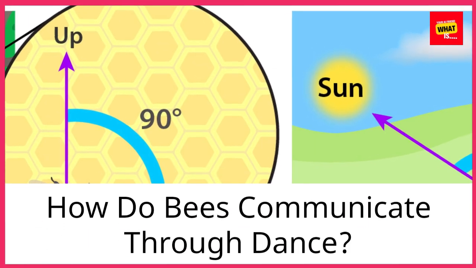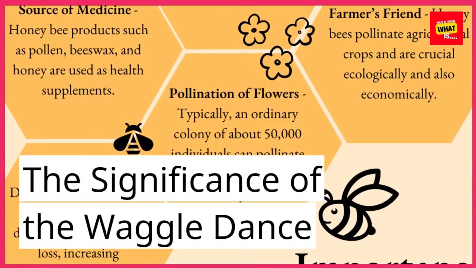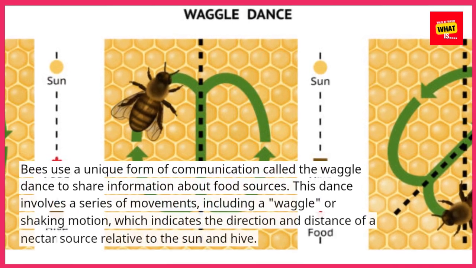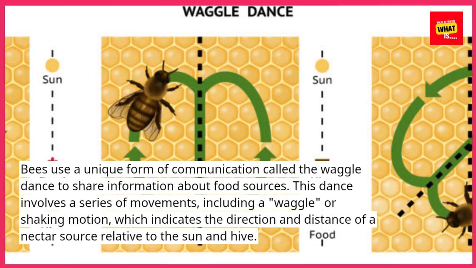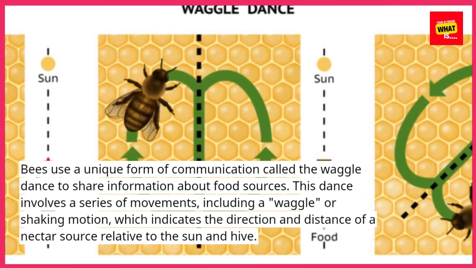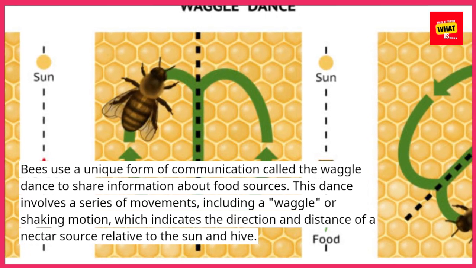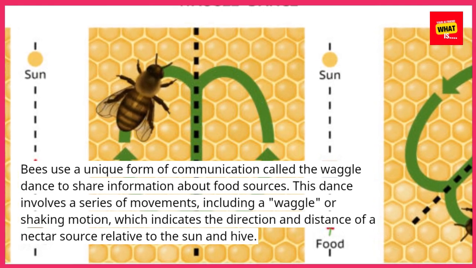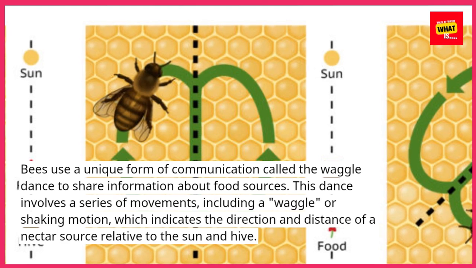How do bees communicate through dance? The significance of the waggle dance. Bees use a unique form of communication called the waggle dance to share information about food sources. This dance involves a series of movements, including a waggle, or shaking motion, which indicates the direction and distance of a nectar source relative to the sun and hive.